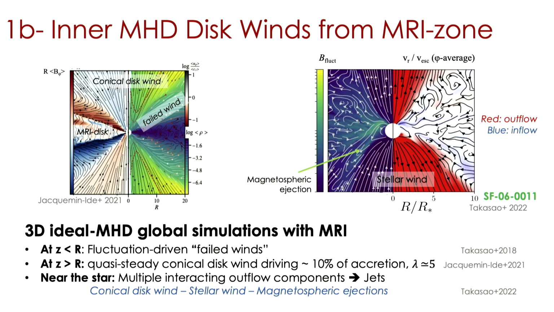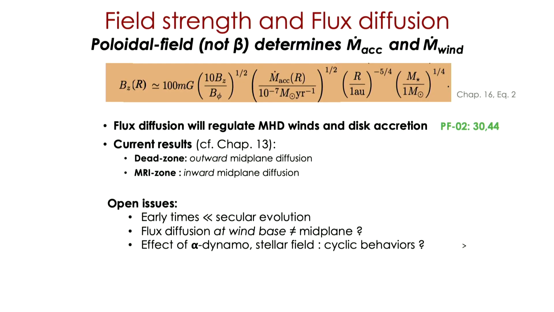And when you include the star, this is a beautiful simulation by Takasao. There is a poster on this that you can check. When you add the stellar field, you get additional contributions to the outflow, like magnetospheric ejections when the stellar field lines reconnect by interacting with the disk. And you can also get a stellar wind, of course. All of these are going to interact with the conical disk winds and probably contribute to the jets that we observe.